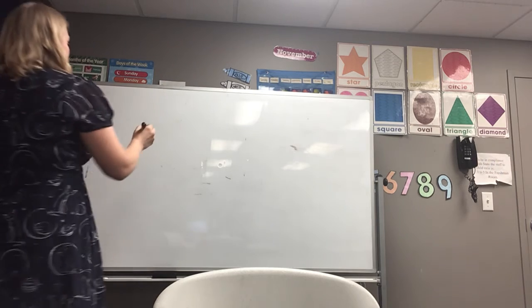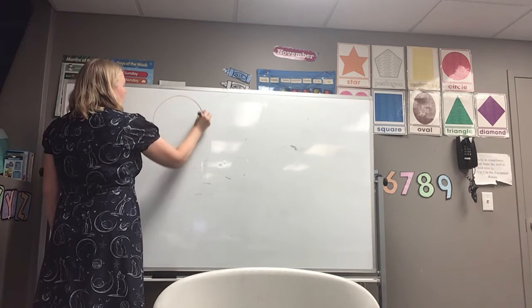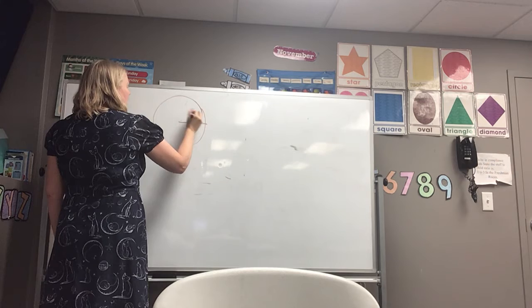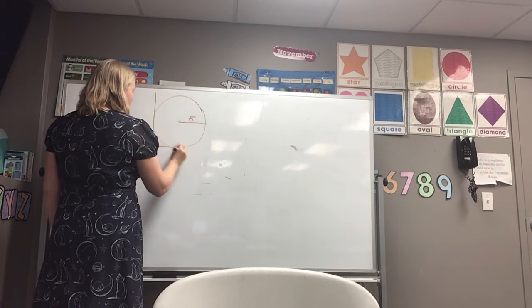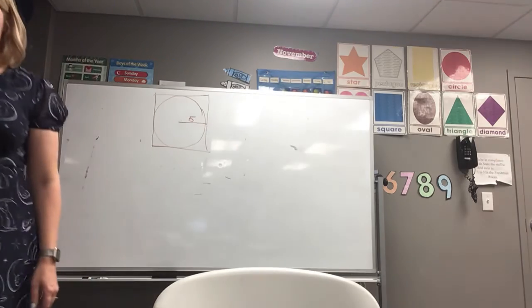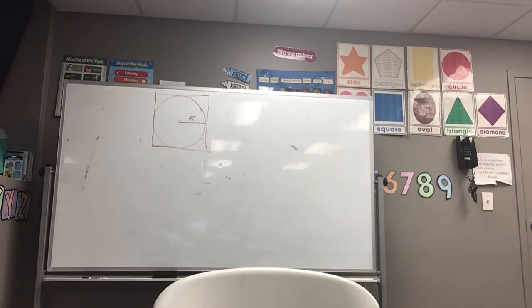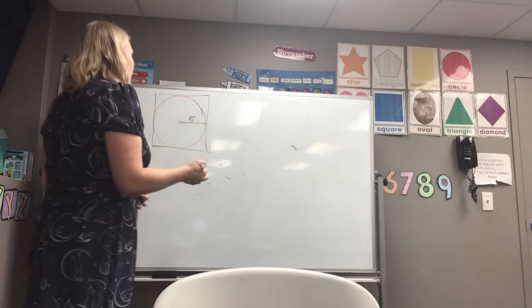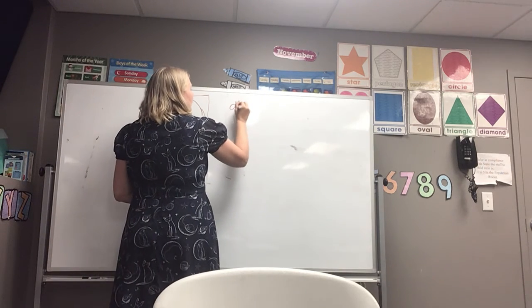A circle with a radius of 5 is inscribed in a square. What is the difference between the area of the square and the area of the circle?